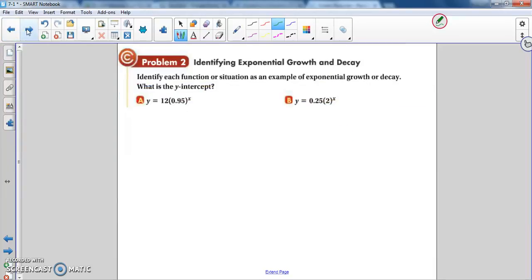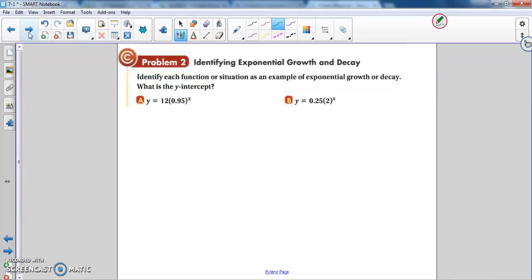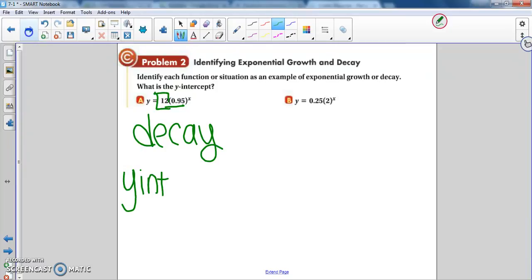Okay, so we are going to identify exponential growth and decay. We have to identify each function as growth or decay and what the y-intercept is. So remember what we just had right here. And if our base is between 0 and 1, we are decaying. So this would be decay. A is our y-intercept. So our y-intercept would be (0, 12).